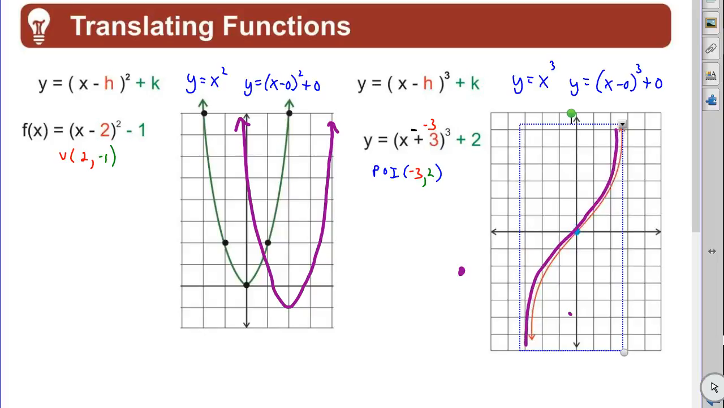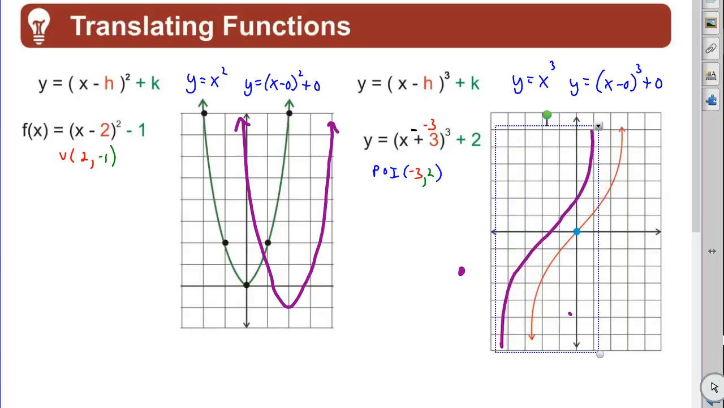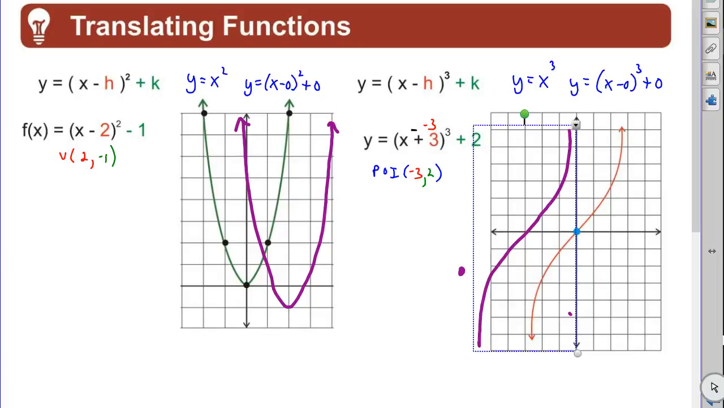Okay, so I'm going to grab the function. I'm going to go 1, 2, 3 to the left, and I'm going to go 2 up. And there is the translation of that function. Again, put the arrows on the end. So 3 left and 2 up, our point of inflection is right there.